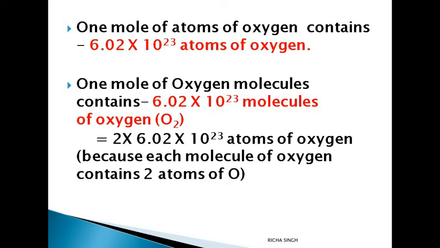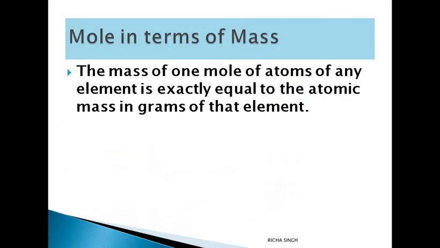1 mole of atoms of oxygen contains 6.02 into 10 raised to the power 23 atoms. If I say 1 mole of oxygen molecules, then again it shows the same thing, 6.02 into 10 raised to the power 23 molecules of oxygen. But we know that 2 atoms combine to form a molecule, so it will be equal to 2 into 6.02 into 10 raised to the power 23 atoms, because each molecule of oxygen contains 2 atoms of oxygen.